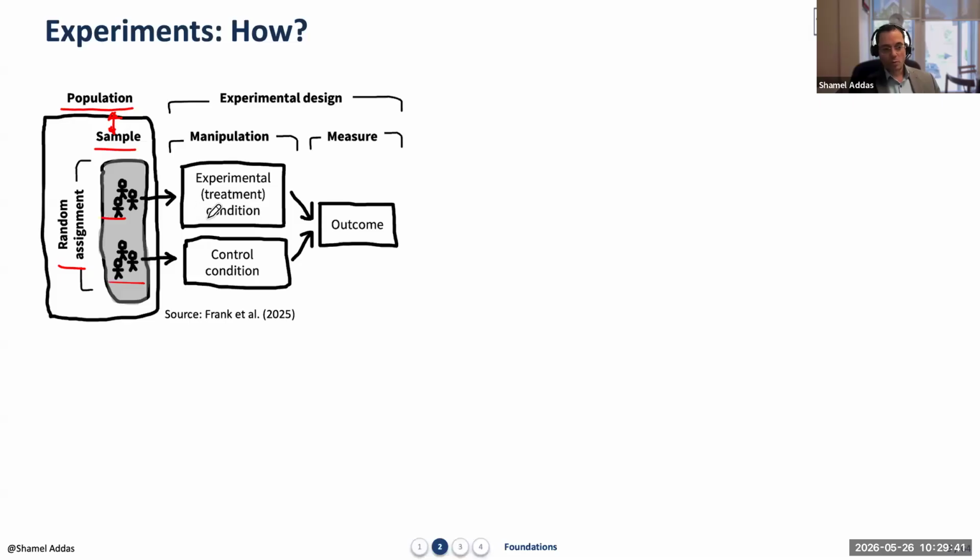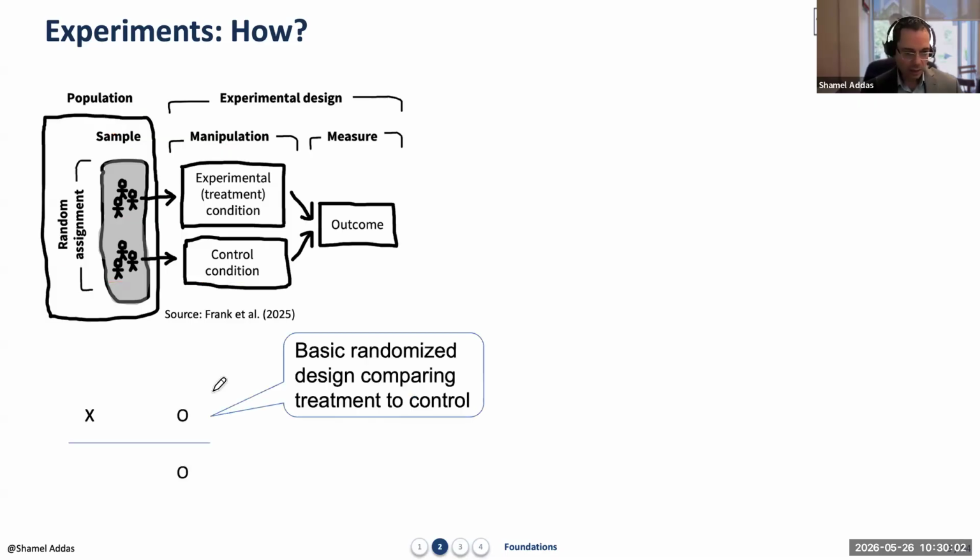So, group 1 takes the treatment condition. Group 2 takes no treatment. So that's the control condition. And then, that's the manipulation step. And then the measure step is where you measure the actual outcome. Okay, so you want to see if the treatment has worked or not relative to the control group.